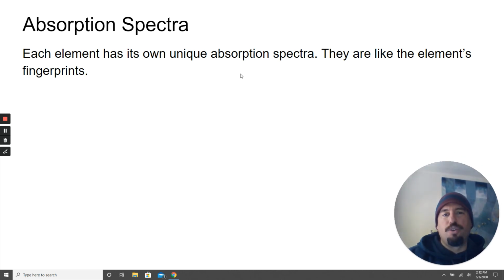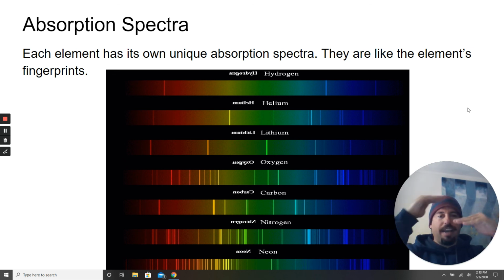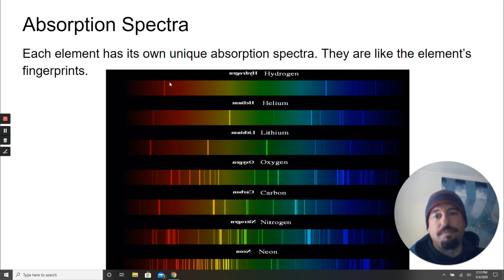Each element has its own unique absorption spectra, and they're like fingerprints. So hydrogen, all hydrogen looks like this because hydrogen has unique energy levels, and those energy levels are absorbing. You can see the absorption. Helium has its own unique, lithium has its own unique, they all have their own unique spectrum.